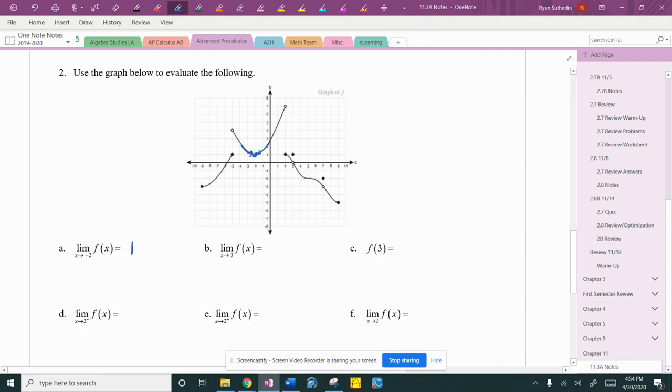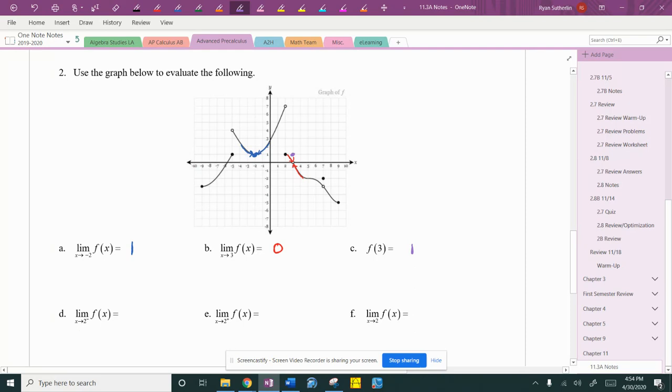Now, the limit as x approaches 3. So I'm going to go to my graph. There's x equals 3 as I come from the left and as I go from the right. Both of those arrows are headed towards the same exact y value, and that y value is 0. So this limit is 0. But f of 3, if we look at that point, is actually right up here, which is 1. So we know, obviously, it's not continuous there.